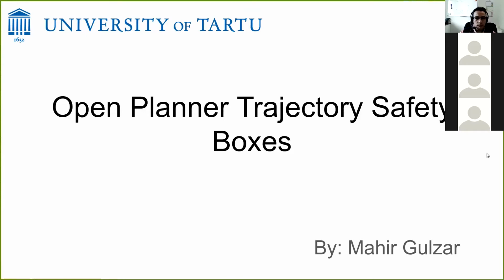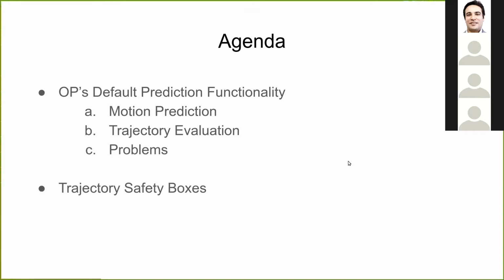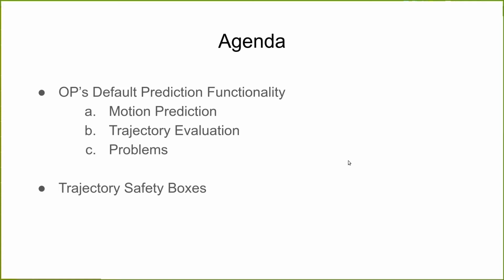Okay. So, hello everyone. Today I will be presenting some of the initial experiments we did, just to get OpenPlanner's prediction functionality in use for the ego vehicle. I will first start with the agenda. The first part is what the default prediction functionality in OpenPlanner is. So I will be discussing the motion prediction and trajectory evaluation nodes, and the problems which I faced during motion prediction and trajectory evaluation and making them usable for the real vehicle.